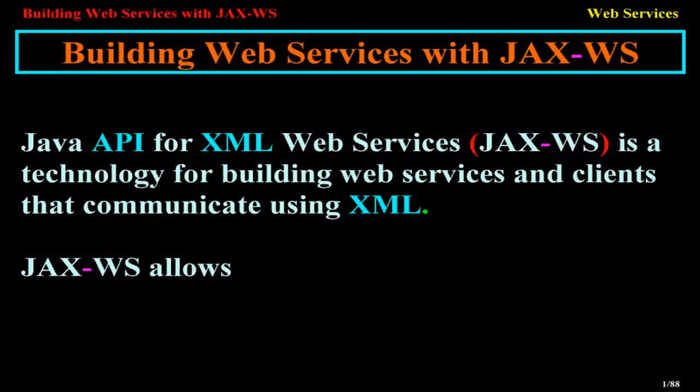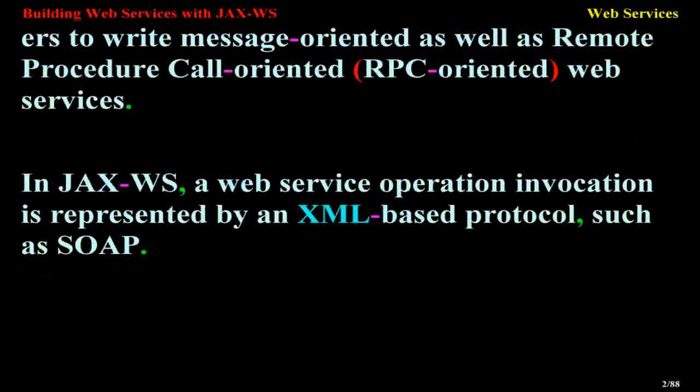Building web services with JAX-WS. Java API for XML web services. JAX-WS is a technology for building web services and clients that communicate using XML. JAX-WS allows us to write message-oriented as well as remote procedure call-oriented (RPC-oriented) web services.